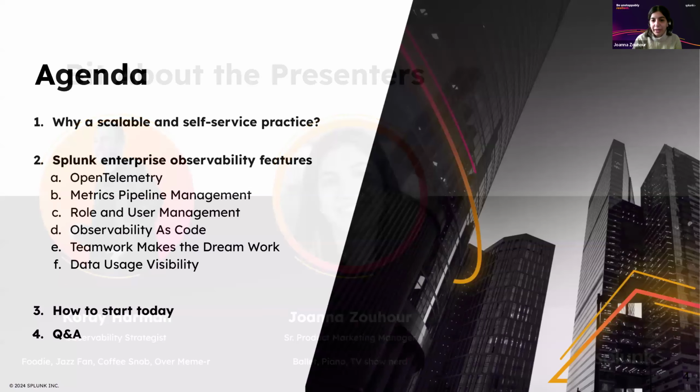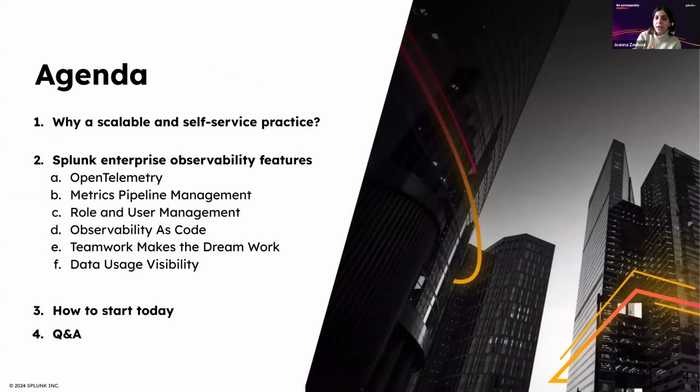All right, let's jump ahead. Now, before we get into the content, wanted to bring people's attention to our agenda. So we're first going to be talking about why you should care about building a scalable and self-service practice for observability. Then we're going to go over the Splunk enterprise observability features, including OpenTelemetry, RBAC, observability-as-code, and more. Then we're going to show you how you can start implementing these features today, and then we'll leave some time at the end for Q&A. Now, if you do have some question during the presentation, feel free to ask them in the chat, and we'll try to answer them as we go through the presentation.